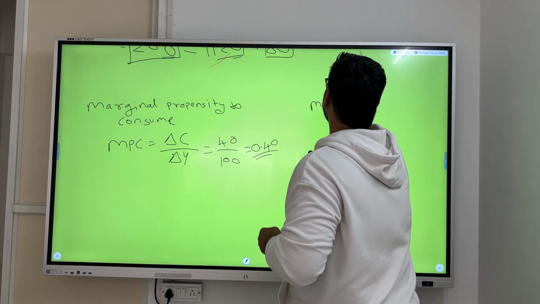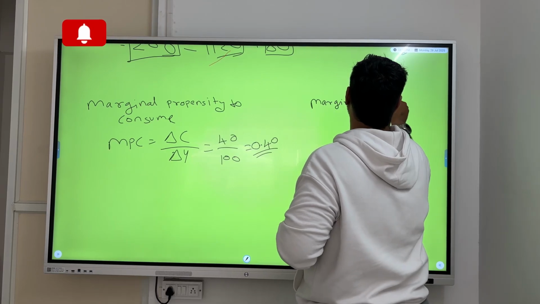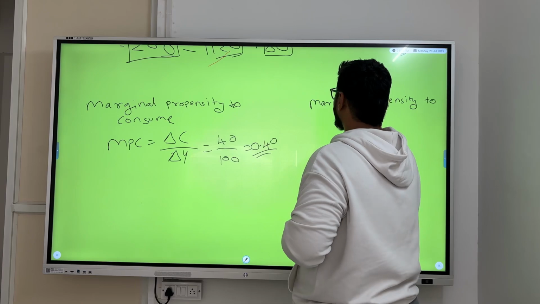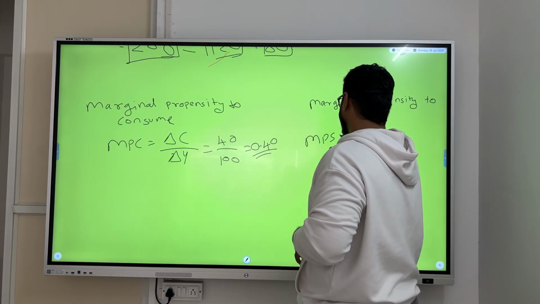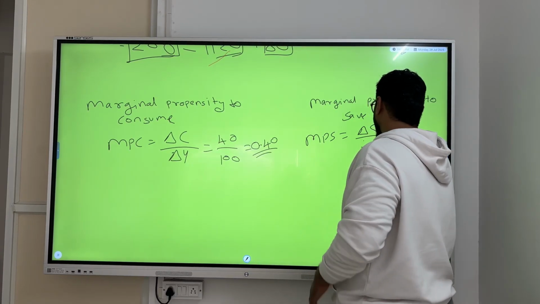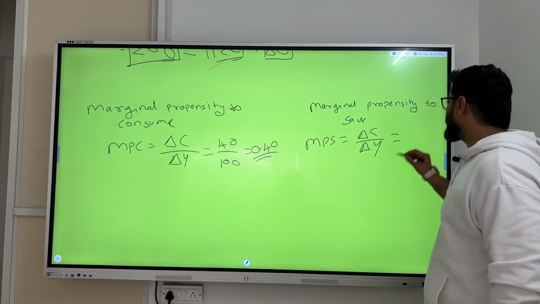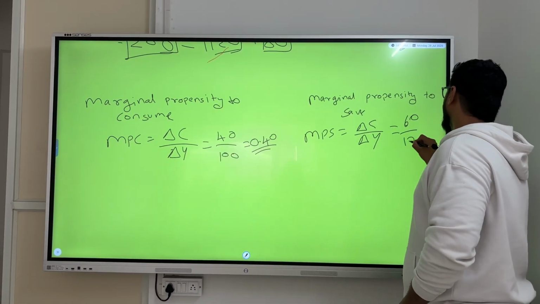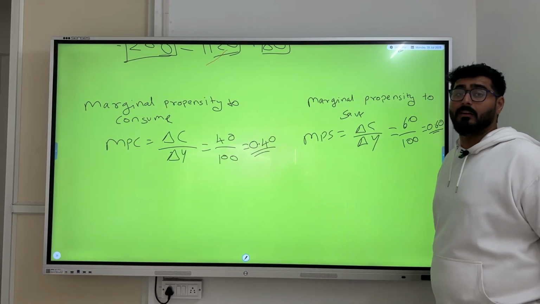And marginal propensity to save, MPS, is equal to change in saving upon change in income. How much did my savings change? 60. How much did my income change? 100. So मैं कितना additional savings कर रहा हूँ?